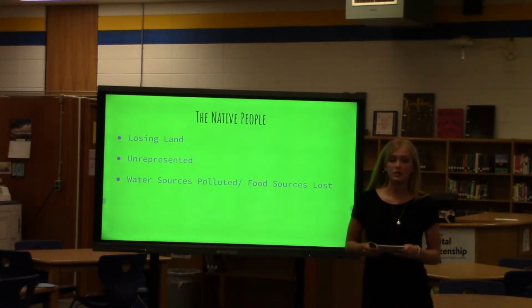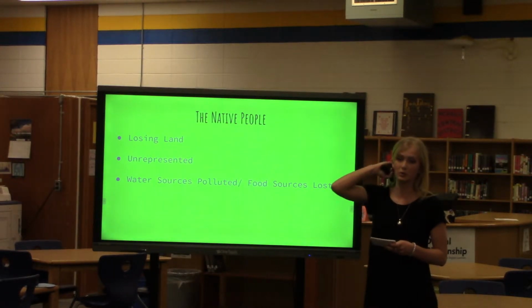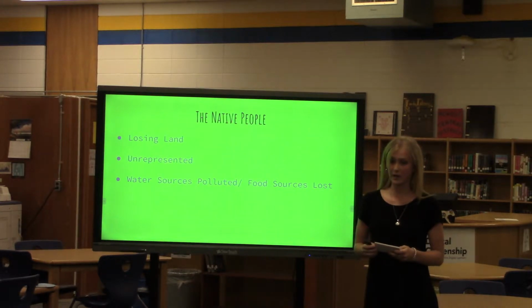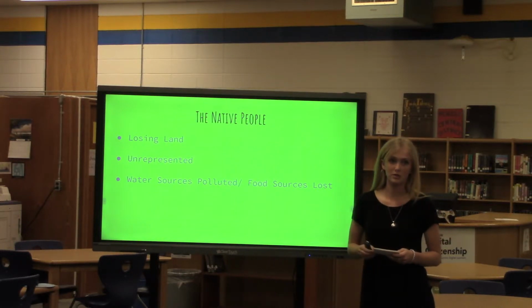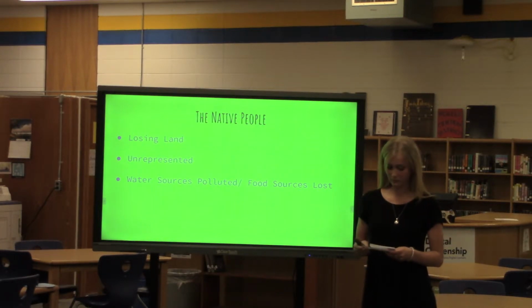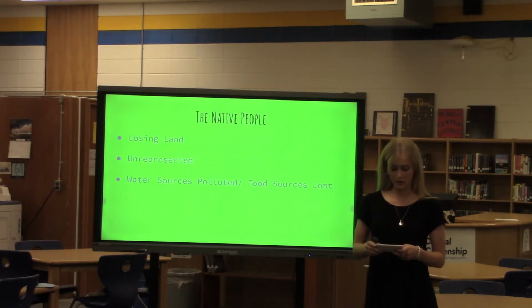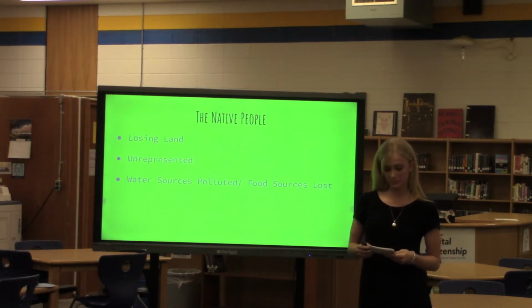Due to logging and shifted cultivators, Native people often lose land that they use for resources such as water and food. These people are often unable to stand up for their rights and have little representation in the government in regards to decisions being made on the rainforest. Another resource that is damaged during deforestation is their water source. When trees are harvested, often soil that gets washed away in erosion ends up polluting the rivers.